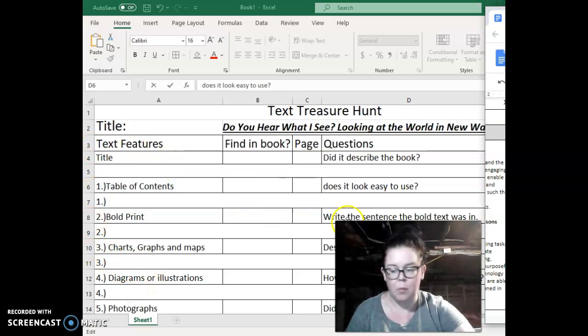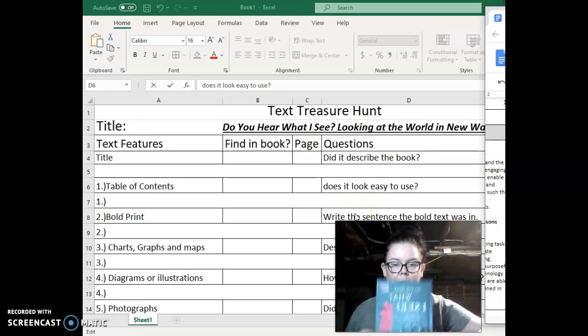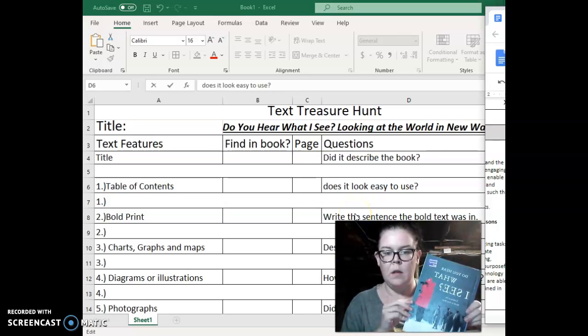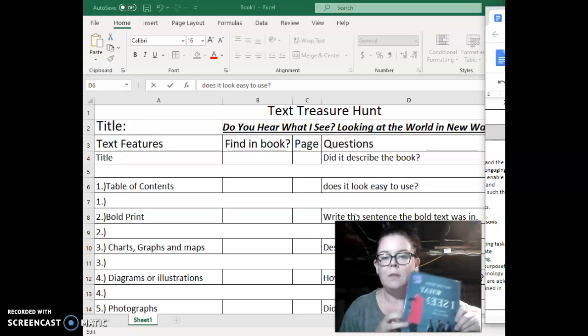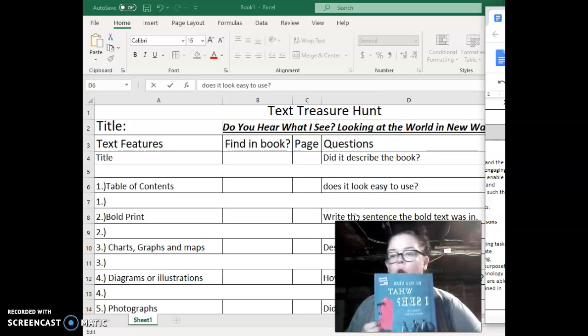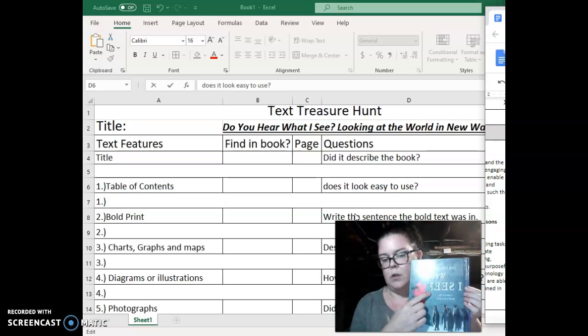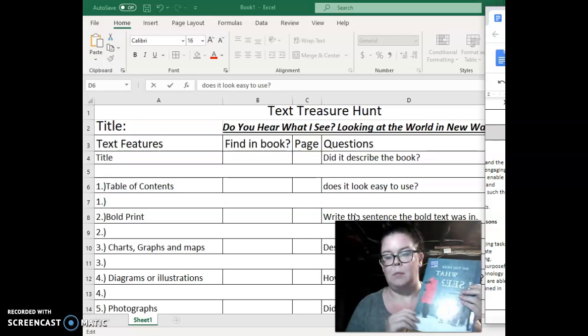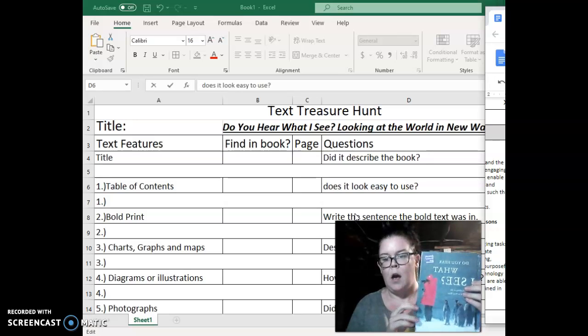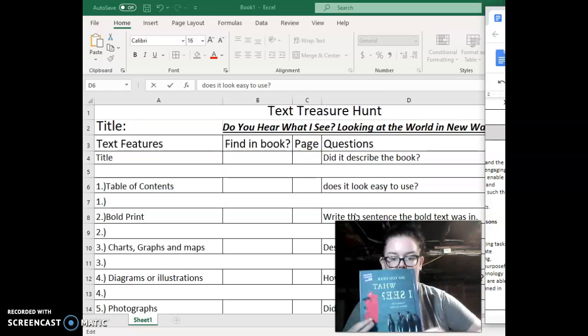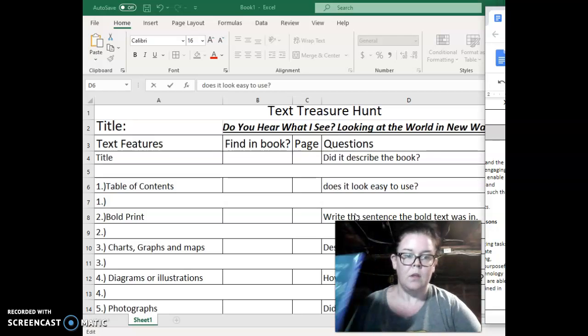We're going to be going through a book. This is the book we've been reading in class for the past couple weeks. And we're going to see if we can find some different parts of the book. So we've been talking about a few of these recently. Some things we're going to talk about are the title, the table of contents, pictures and diagrams, illustrations.